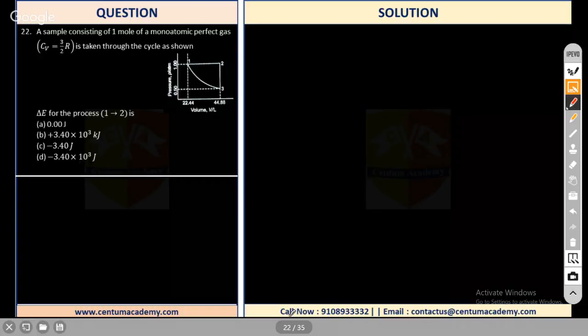Shreyas is getting D. Is it D? See, delta E is equal to nCv delta T. So the number of moles is 1, Cv is given as 3 by 2 R, R is 8.314 into 10 to the power minus 3 kilojoule. And delta T is what? 273 Kelvin.